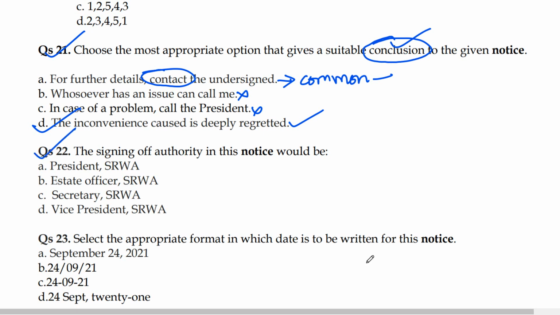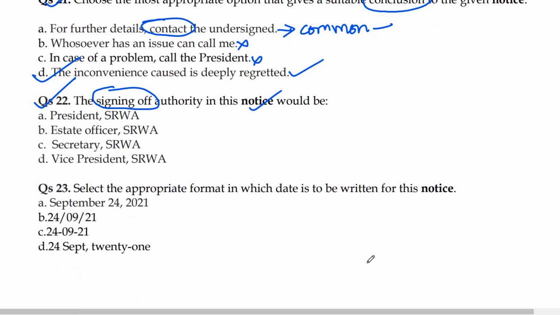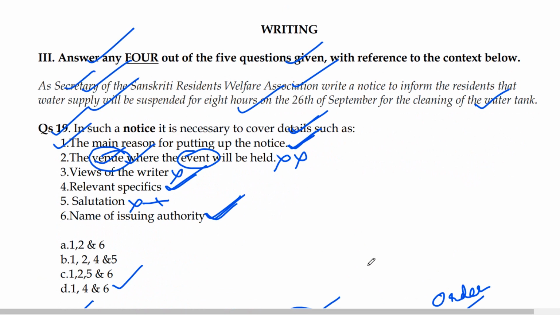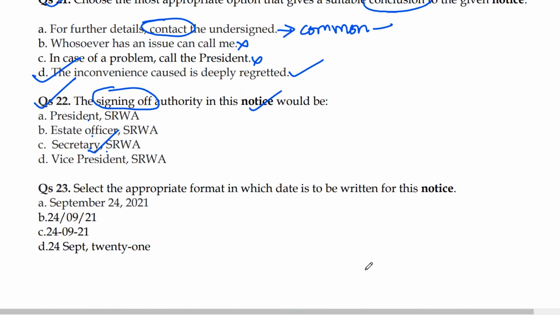Question number 22. The signing of authority in this notice would be signing off. That is an essential part of a notice. Who gave the notice? That signing. President, a state officer, secretary, vice president. So secretary, look at the question here. As secretary of Sanskriti Residents Welfare Association, SRWA. So signing off should be with the secretary. That information you can search in the question itself. So here the secretary is supposed to be the signing of authority.